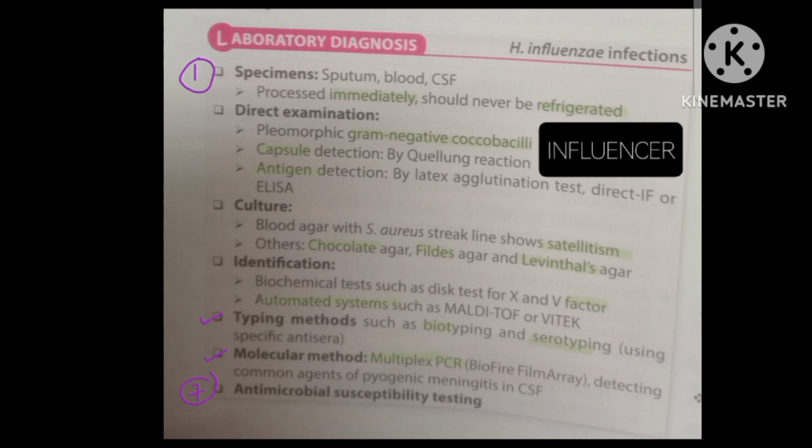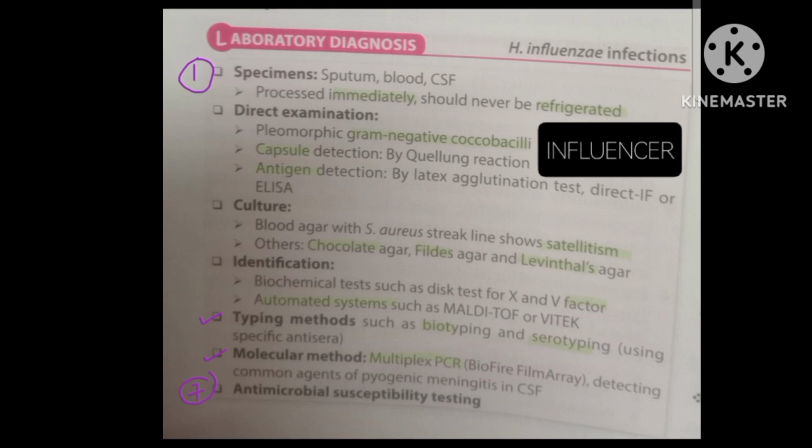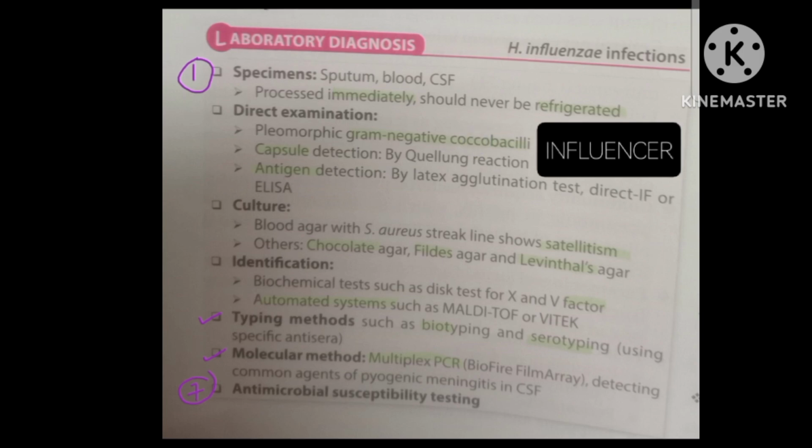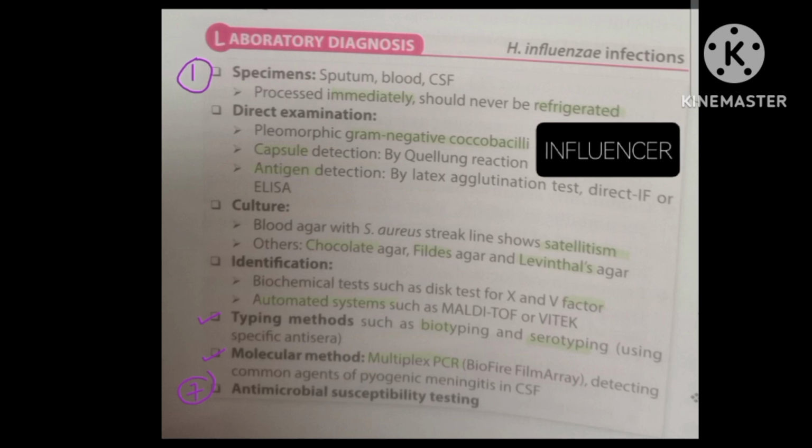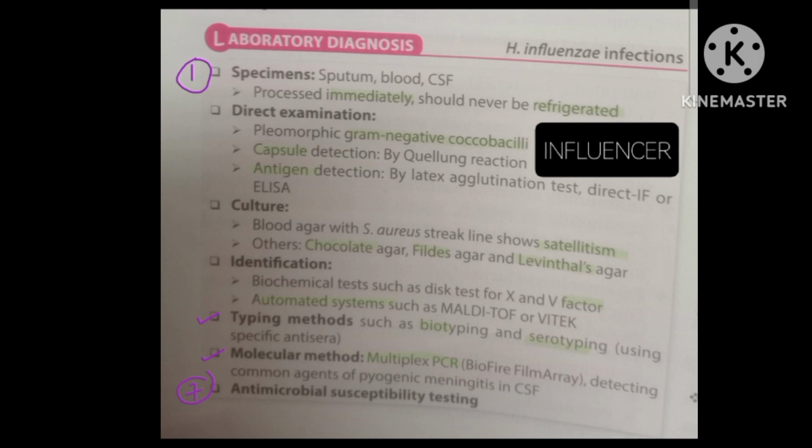Now again, being an influencer, this is a bit on the negative side, not a very good influencer. So gram negative, and it has fear of missing out, so it has the characteristics of both coccus and bacilli. So coccobacilli. Then being an influencer, it has a capsule around it, and it also has antigen. Up till now what we have learned, for the specimens we are taking, since this is respiratory, we are taking the sputum. Additionally, we are taking blood and CSF, which should be processed immediately, never be refrigerated.